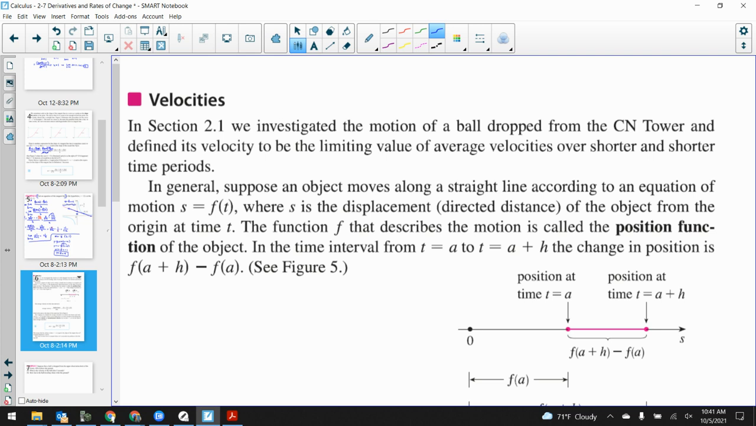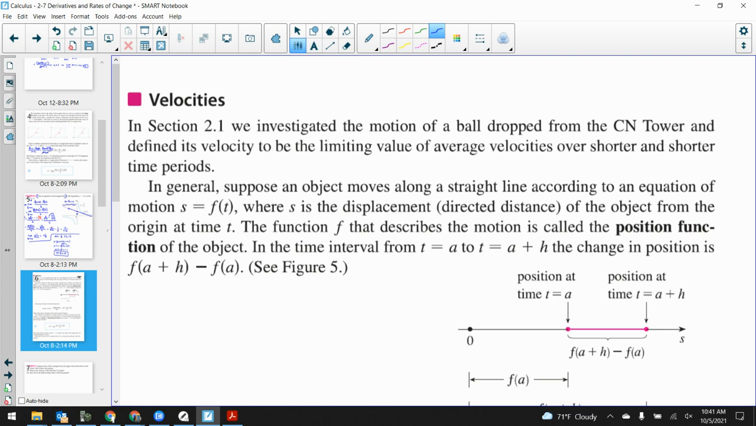Okay? So, in general, suppose an object moves along a straight line according to an equation, S is equal to f of t, where S is displacement, directed distance, they call it, of the object from origin at time t. The function f describes the motion, called the position function of the object. In the time interval from t equals a to t equals a plus h, using that same type of notation that we used a couple slides ago, where we said going from x equals a to x equals a plus h, really the h is like our difference in time, right?